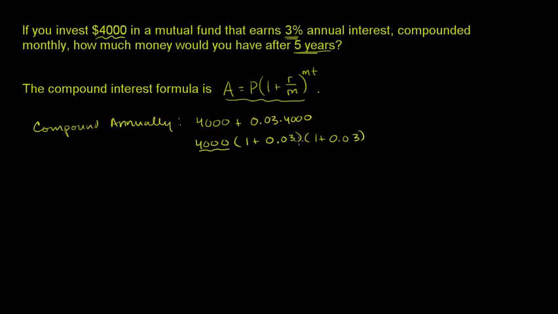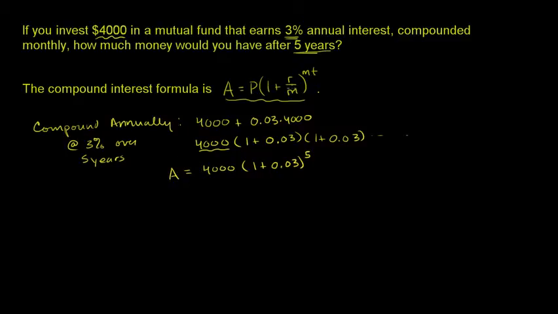And after 2 years, if you compound annually, you'll do it again and again. So if you do it for 5 years, you're going to multiply this times 1 plus 0.03 5 times. So if you compound annually at 3% over 5 years, then you're actually just looking at $4,000 times 1 plus 0.03 to the 5th power. And I think you already see this is how much you would have left after 5 years.